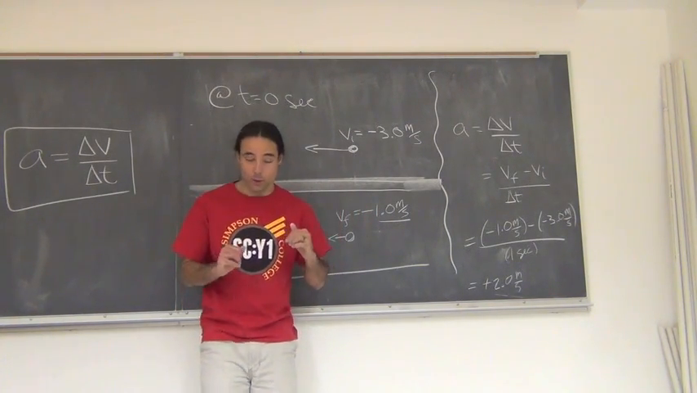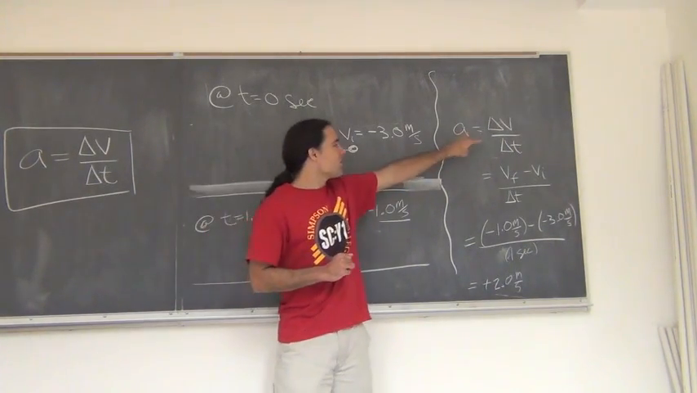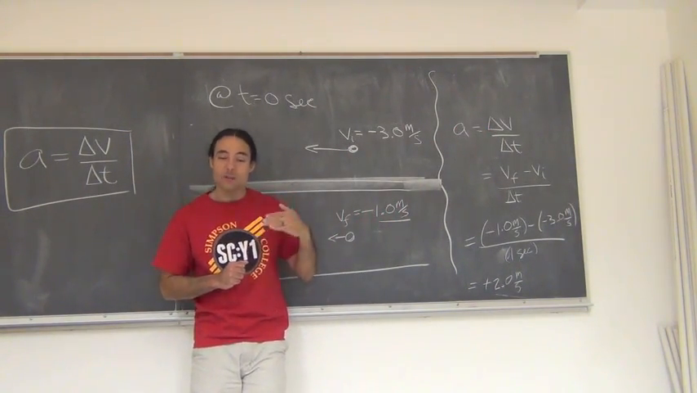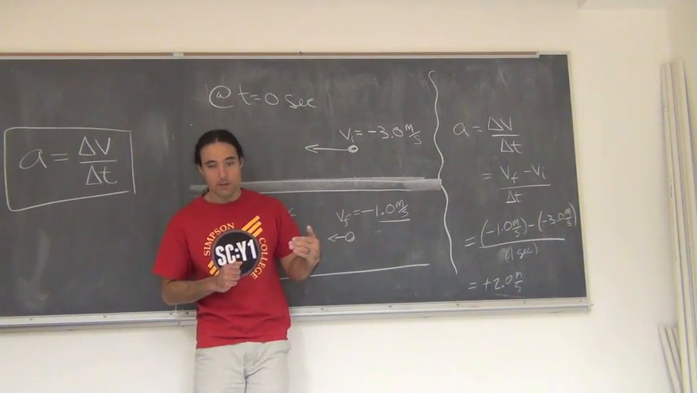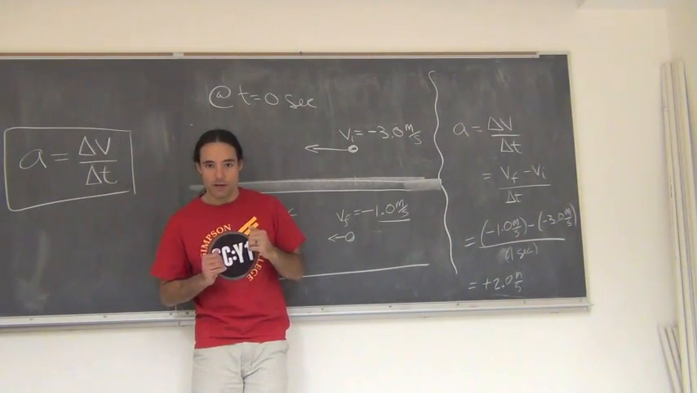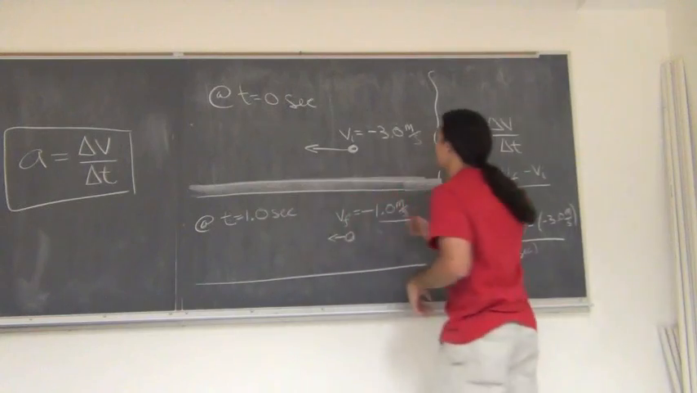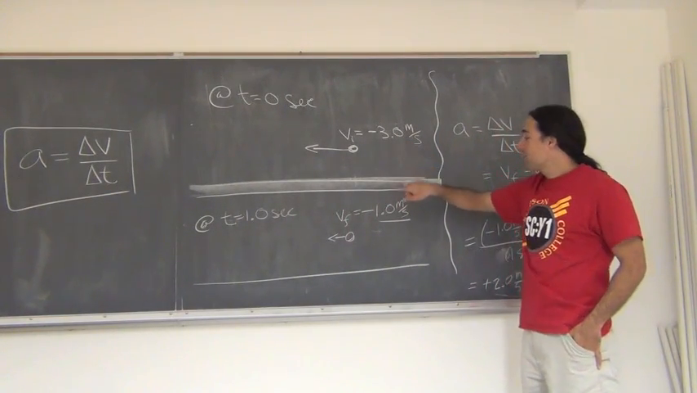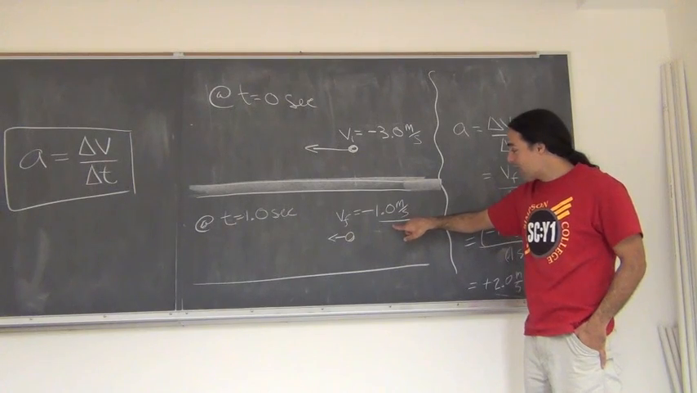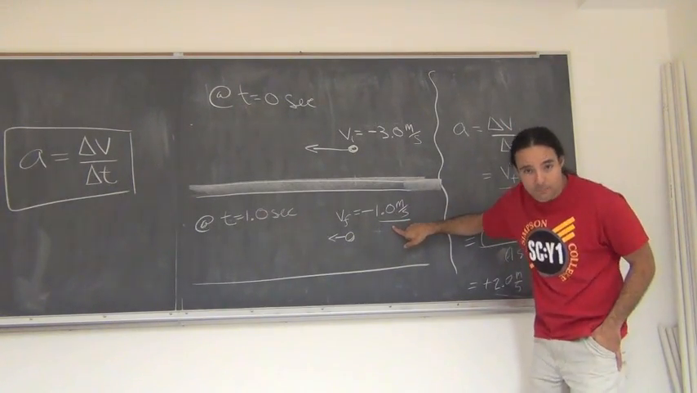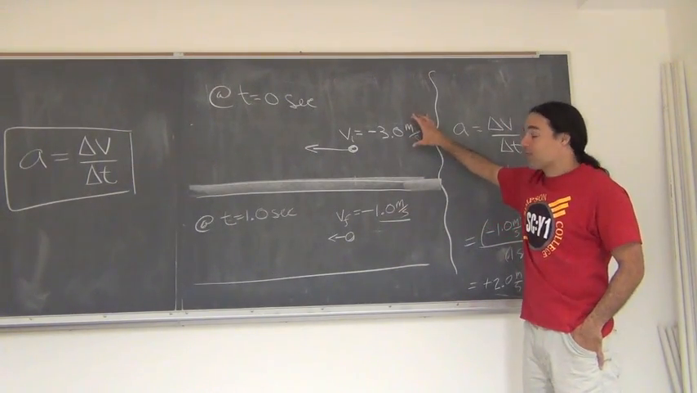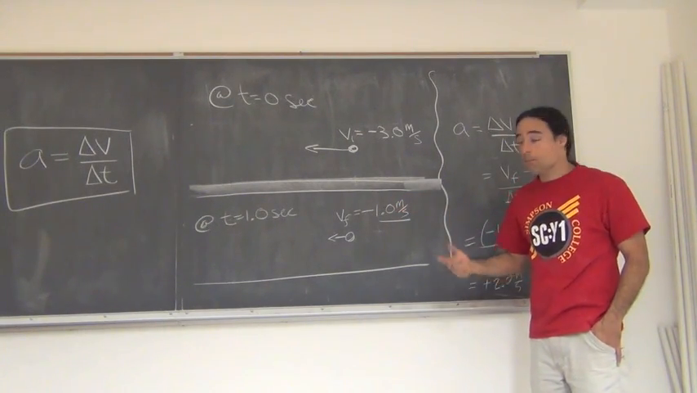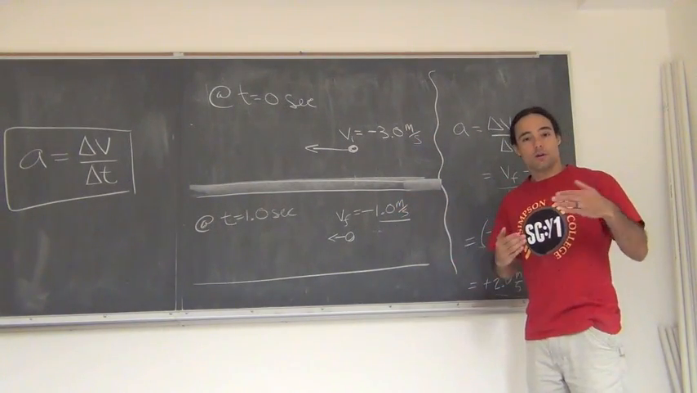What do they have to do with? Well, by my definition, they have to do with the change in velocity. So if my velocity is becoming more positive, I'm going to get a positive acceleration. Let's see what happened. I had a negative 3 meters per second velocity initially. Then that switched to a negative 1 meter per second velocity. So I went from negative 3 to negative 1. Both of those are negative numbers, but the change was more positive.